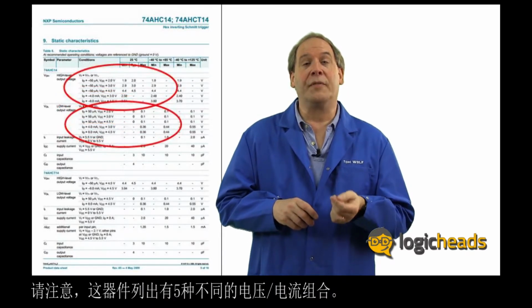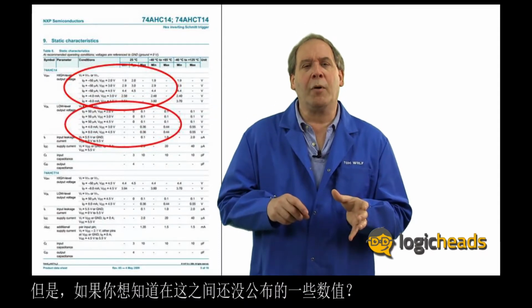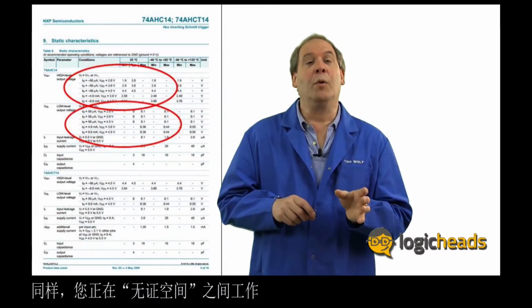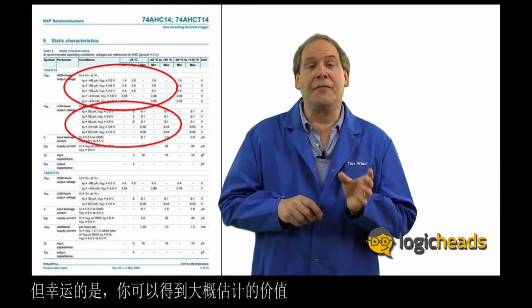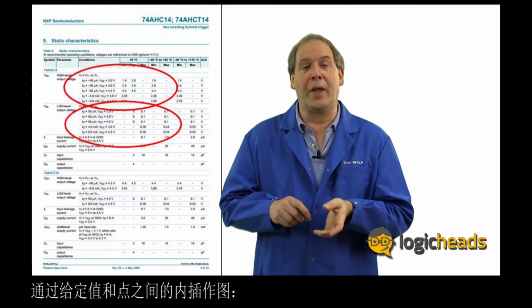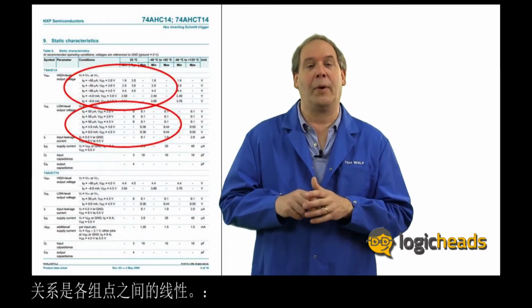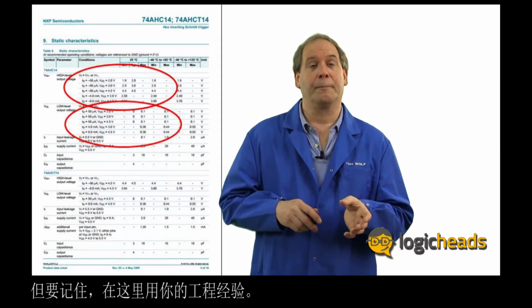Note that there are 5 different voltage and current combinations listed for this device. But what if you want to know a value which is between those, which is not published? Again, you are working in undocumented space. But fortunately, you can get a fair estimate of the value by graphing the given values and interpolating between points. The relationship is pretty much linear between each set of points. But remember, always use your engineering experience here.